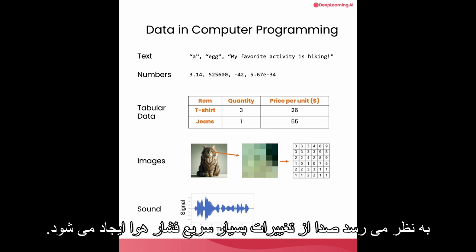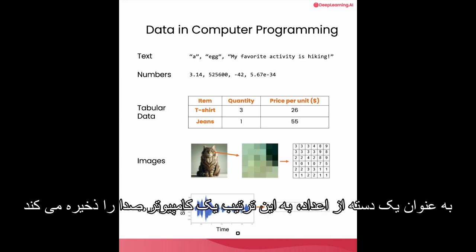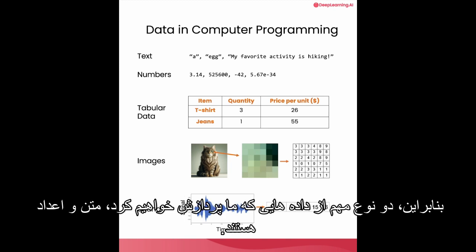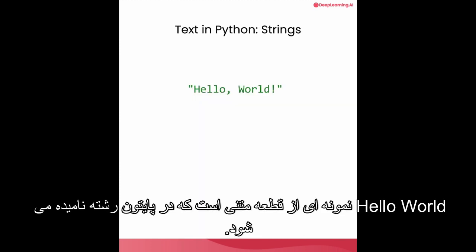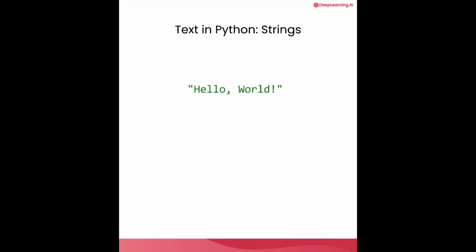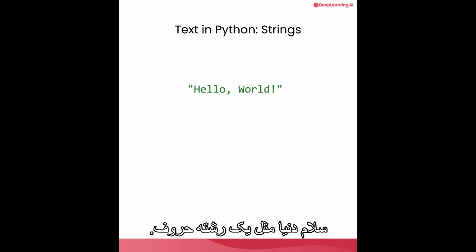It turns out sound is made out of very rapid variations in air pressure, and it's by storing these different measurements of air pressure as a bunch of numbers that a computer stores sound. So the two most important types of data we'll process are text and numbers. Let's start with text. Hello World is an example of a snippet of text that's called a string in Python. And the word string comes from thinking of Hello World as a string of letters.